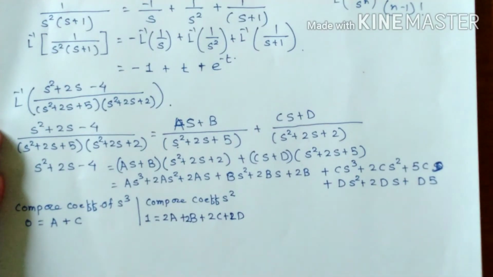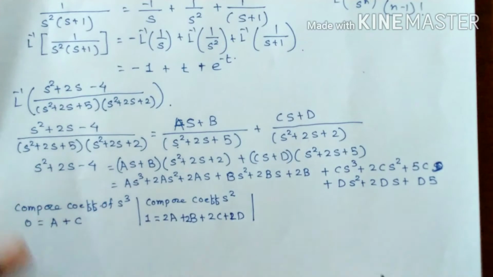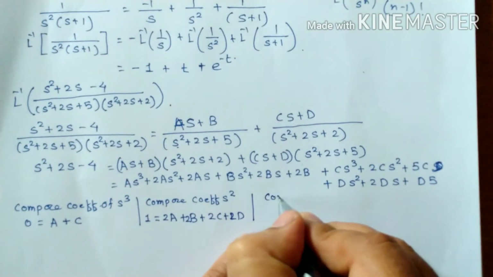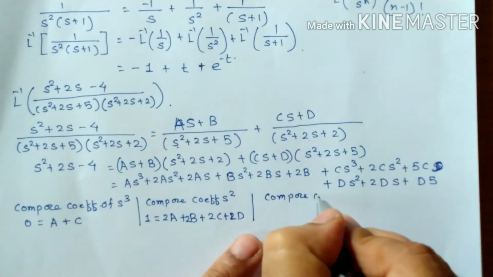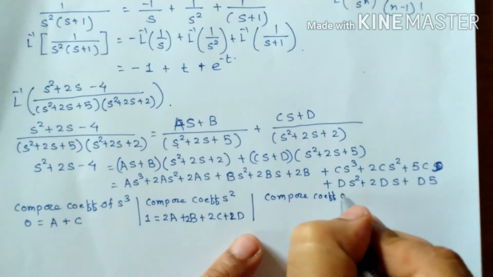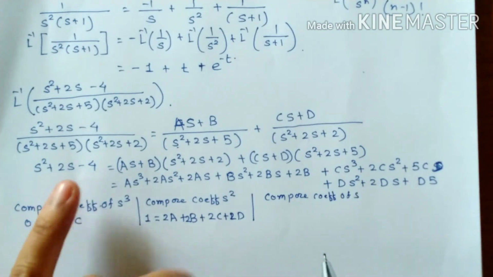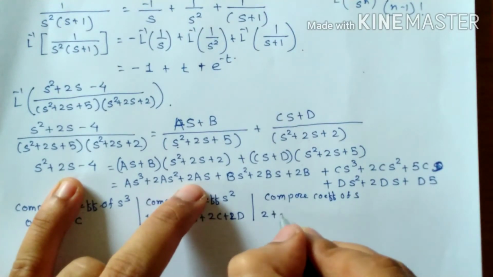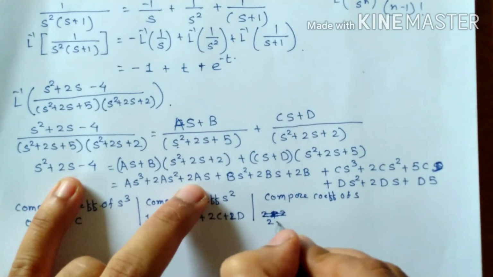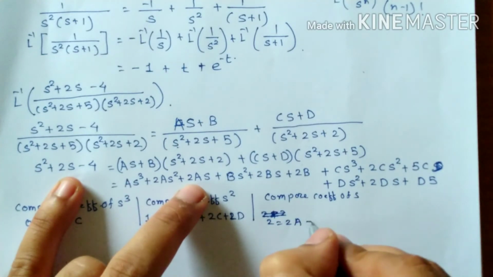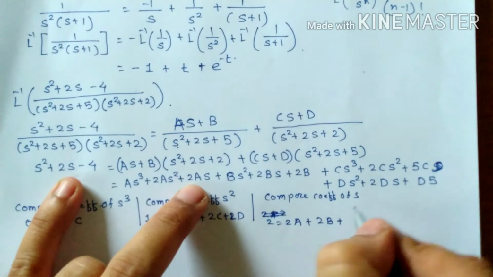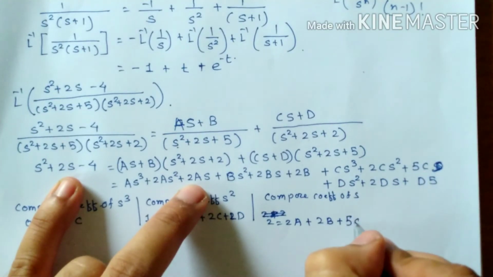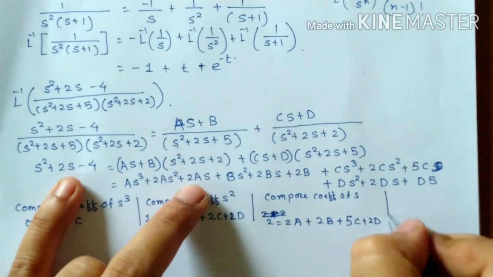2b plus 2c plus 2d. Okay. Next is compare the coefficients of s. So on the left side, yes, there is a coefficient 2. Here it is 2a. 2 is equal to 2a plus 2b plus 5c plus 2d.